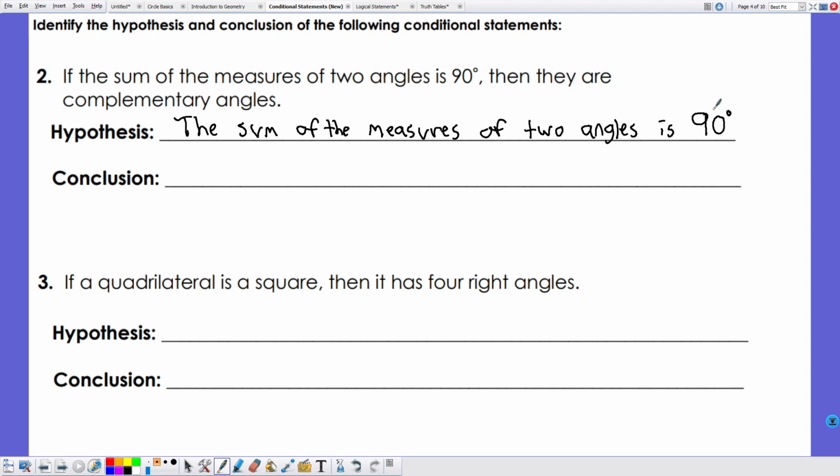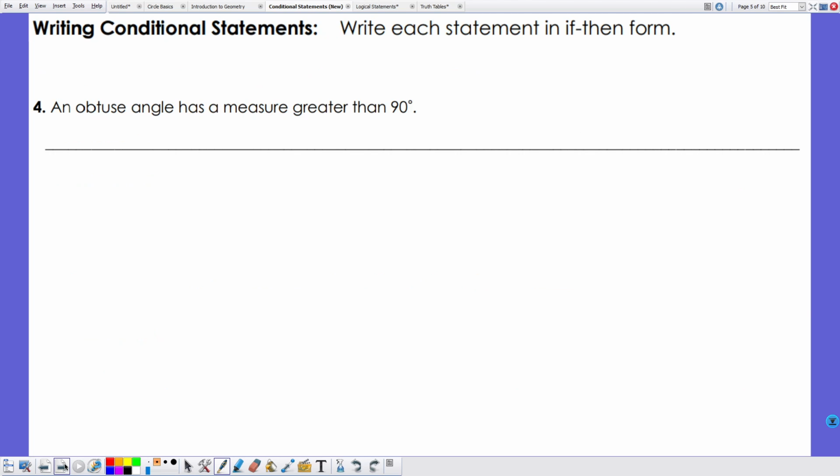Then the conclusion is what follows the then. So then they are complementary angles. So the conclusion is they are complementary angles. And that's the basic gist. I'll leave number 3 for you to try on your own. So let's move on to some other types of examples.